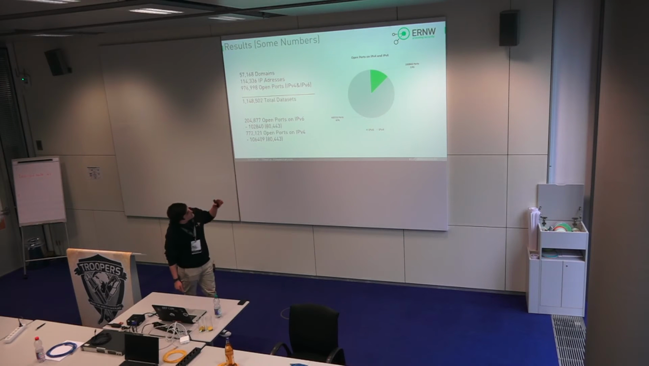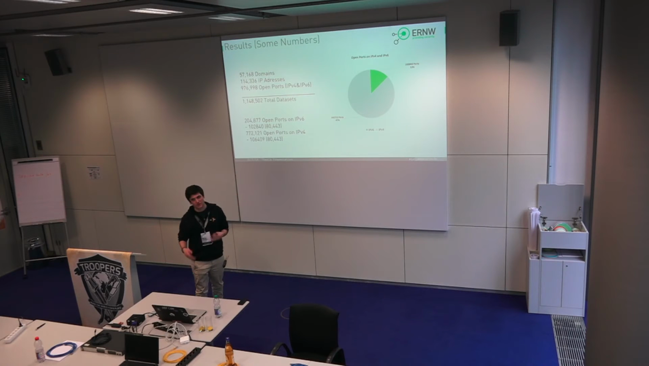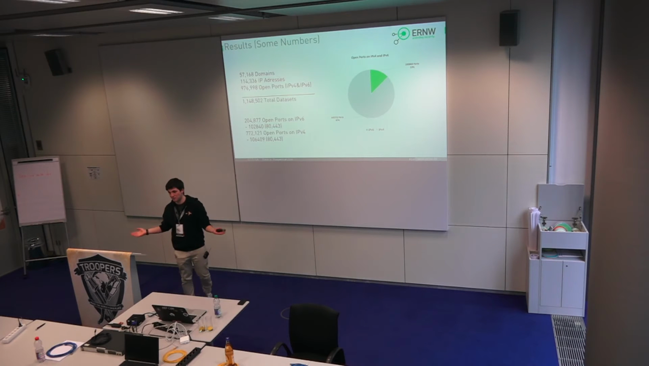So, as you can see, there might be some discrepancies, right? If you think about it, there should be a parity in ports. Like you should have the same ports on IPv4 you have on IPv6, right? Because everything else would be a little bit weird.